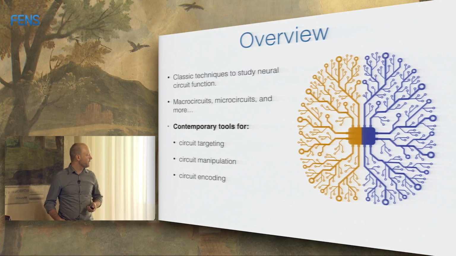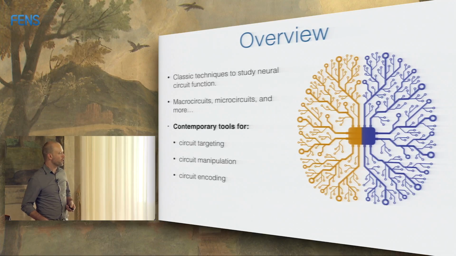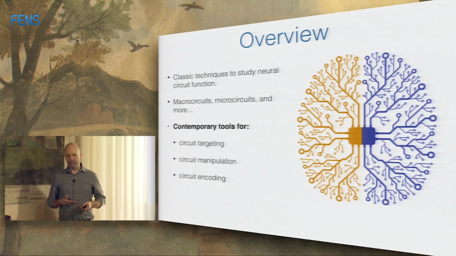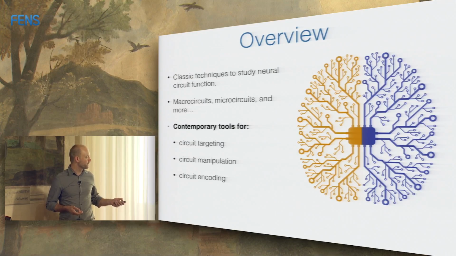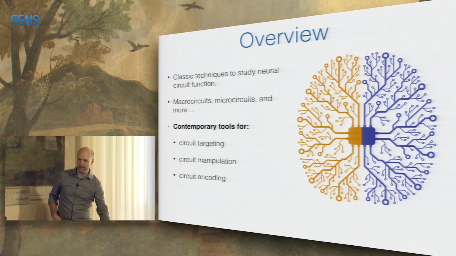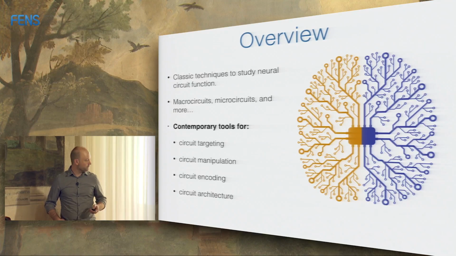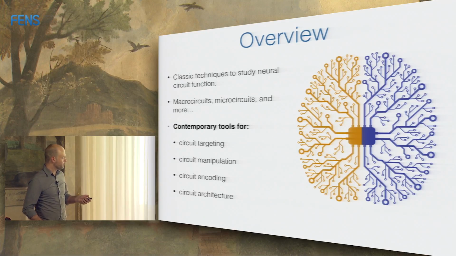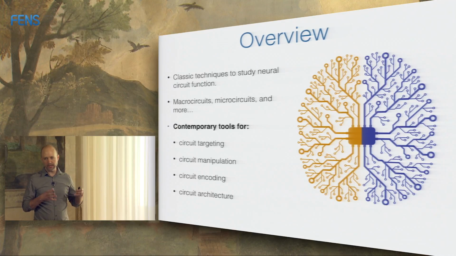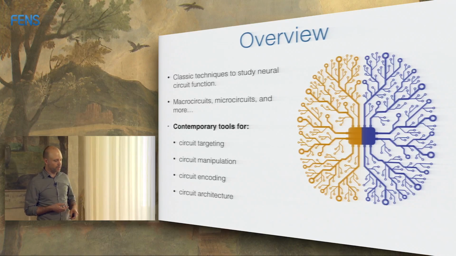We'll then move on to talk about studying circuit encoding. What I mean by this is using approaches that allow us to resolve changes in activity of defined neurons within a circuit during behavior. So basically watching or listening to how neurons are behaving in a natural context, but within the context of a genetically defined neural circuit. We'll also talk about the circuit architecture. This is what I'm referring to as the anatomy, or how these circuits or cells are intrinsically wired up to each other.